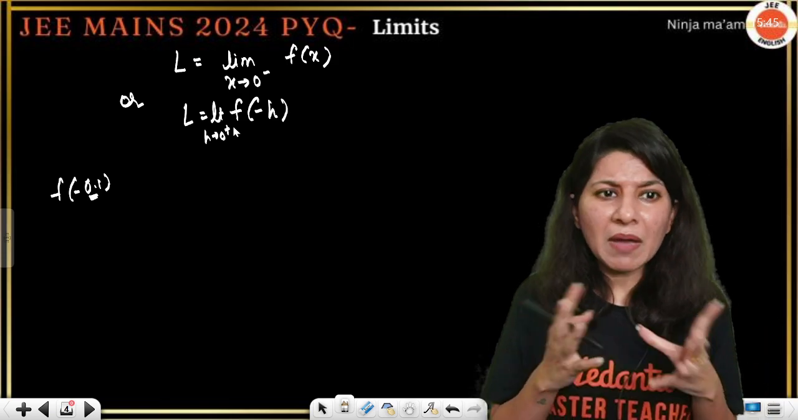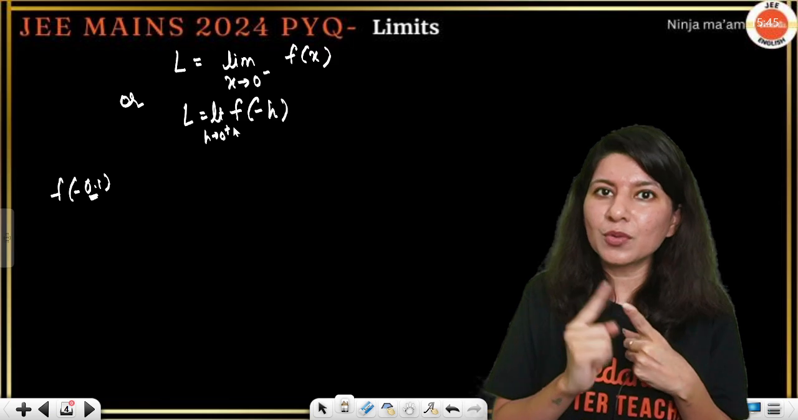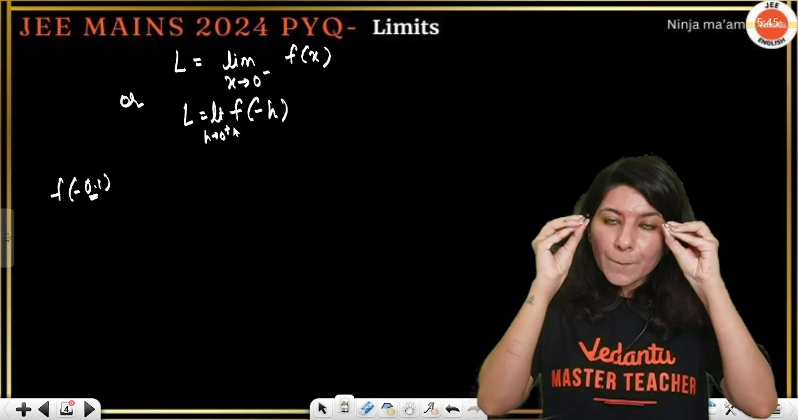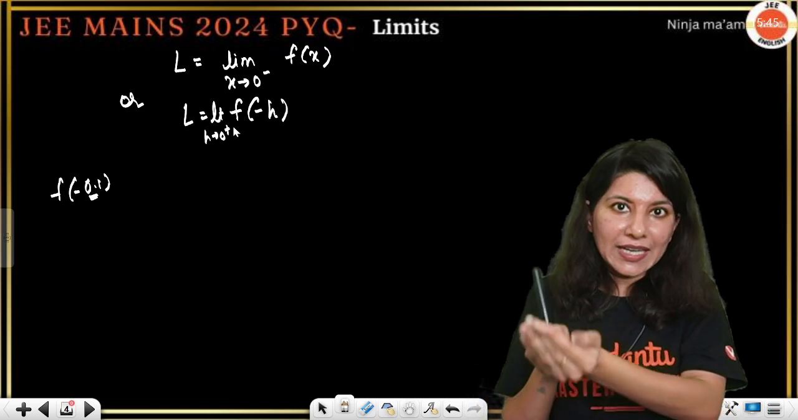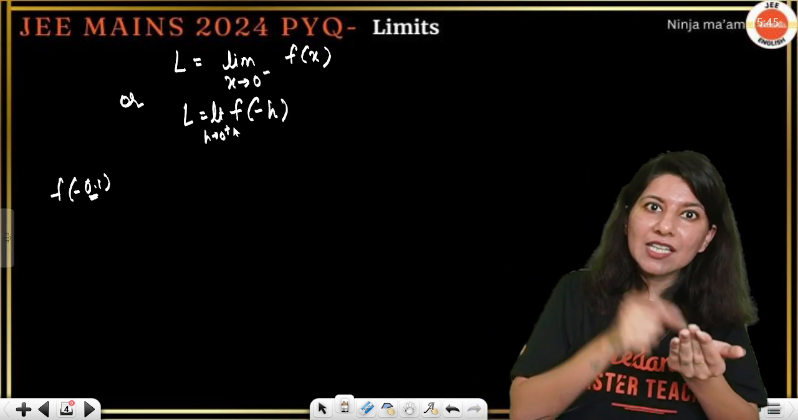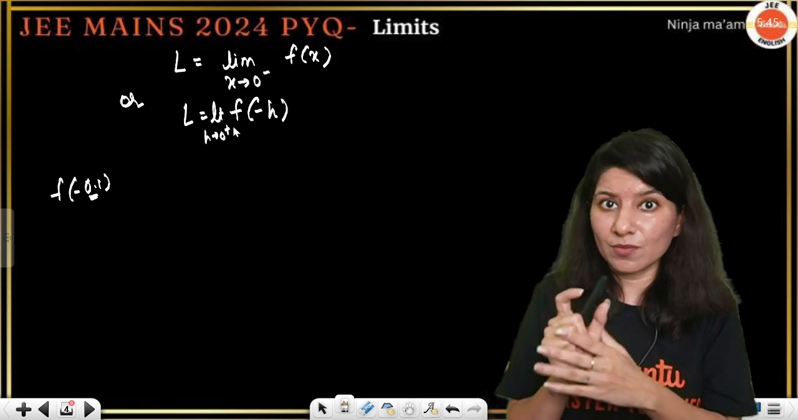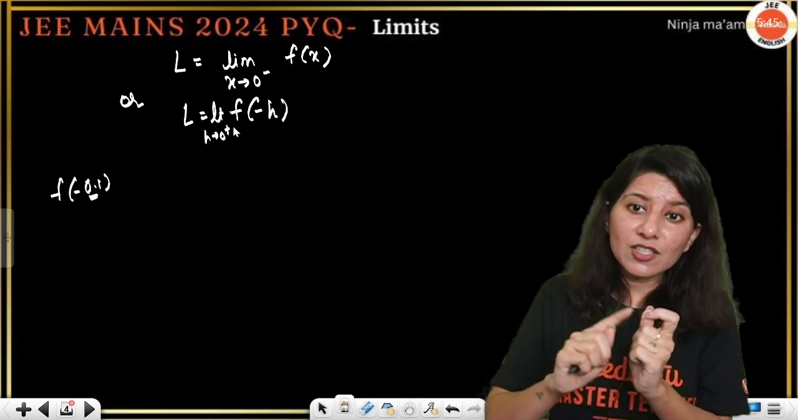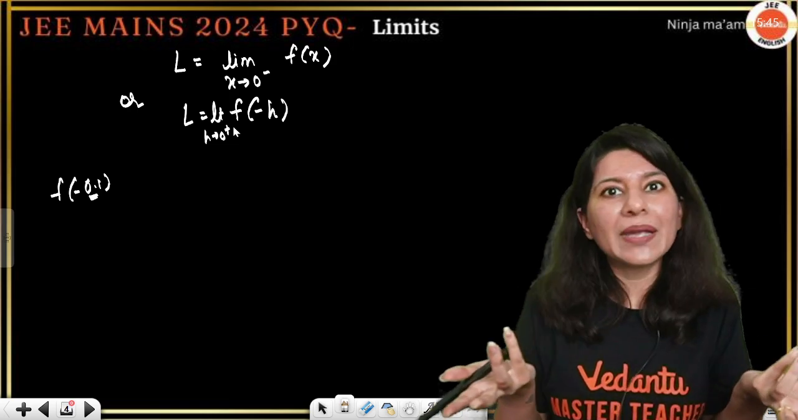So you will be wondering, ma'am, hold on, left hand limit, you're writing again h tends to 0 plus? But notice the change. f of minus h, I have already placed a negative sign in the function, right? Now again, if I just write h, I have replaced x by minus h. So the negative sign I have already inserted. If I just say that h is also negative, it will not make sense.